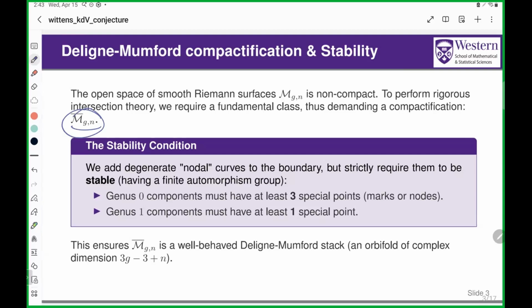And by integrate, I mean we're going to pair with the fundamental form. And so we really should have a compact space. When we compactify, we're going to add these points, and these points will be curves, nodal curves. So they're not completely smooth anymore, but they're going to be stable. There's a condition on these points that are going to be added, which are on the so-called boundary. They have to be stable.